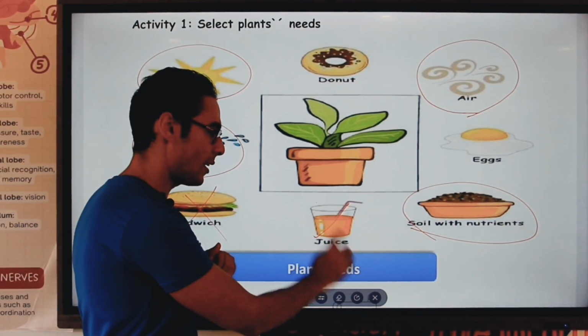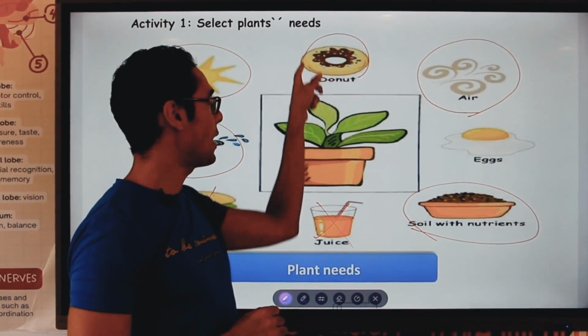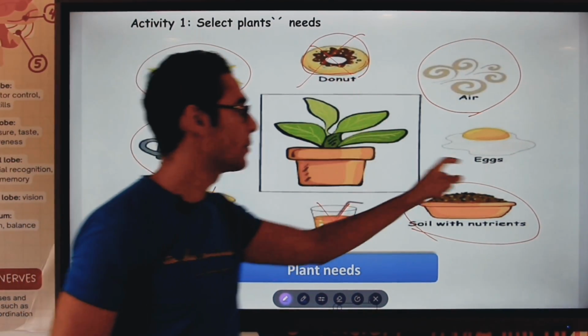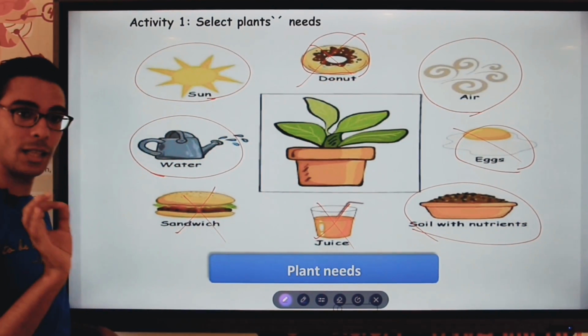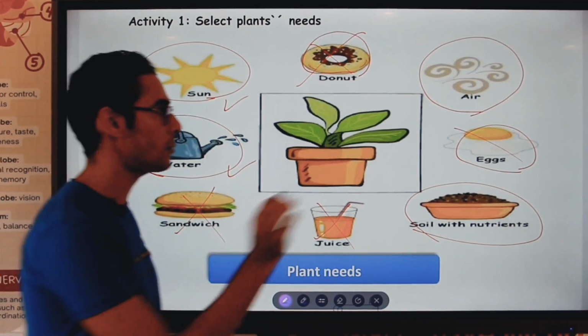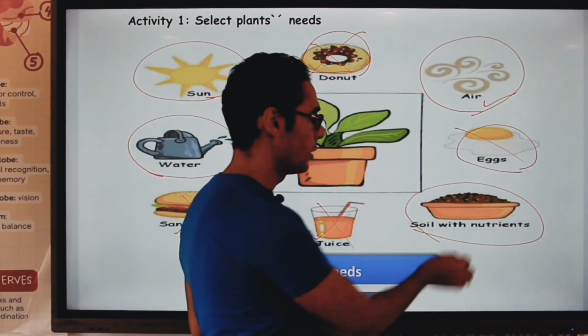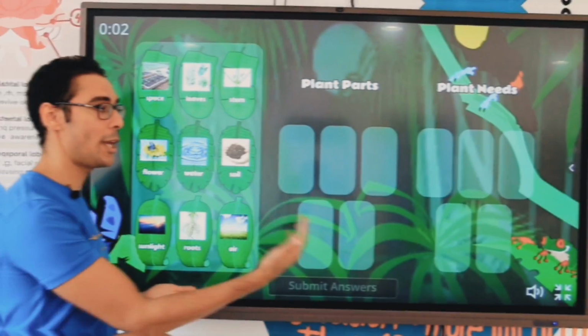You might not be thinking about the juice. It's not a plant need. The donuts as well, it's completely wrong. Eggs as well, it's wrong. So the plant here needs water, sunlight, air, soil, and nutrients. And now with the third challenge, we have to classify these items into two main groups.